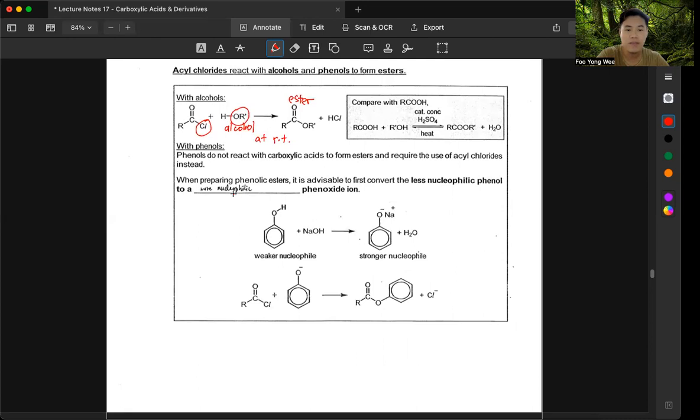If you want to prepare phenolic ester, it's advisable to first convert the less nucleophilic phenol to a more nucleophilic phenoxide ion. For example, if you really want this to react, you must convert to this first. So this makes it a stronger nucleophile. And then it will be able to react with your acyl chloride.